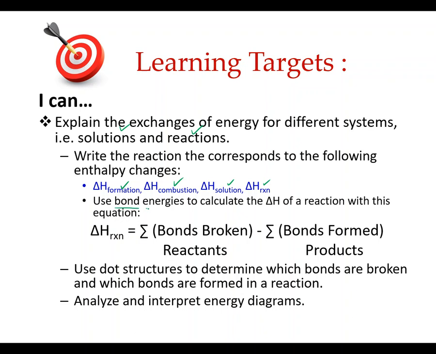We're probably not going to get to the bond energy stuff today, but we will visit that next class. We'll look at the bonds broken from the reactants and the bonds forming and how we can calculate delta H using that equation. We'll use the dot structures to figure out those different bond energies for the bond enthalpy. But we are going to analyze and interpret energy diagrams today. So we will definitely be taking care of that one as well.